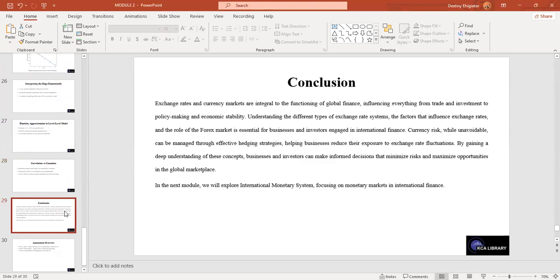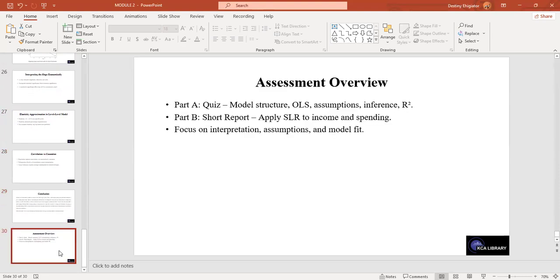Now, by way of conclusion, we have learned what it means to have simple linear regression and we have looked at interpreting the slope economically. We have looked at correlation. We have looked at some diagrams. That will be all for module 2. We'll be going to module 3 now. See you in the next module.